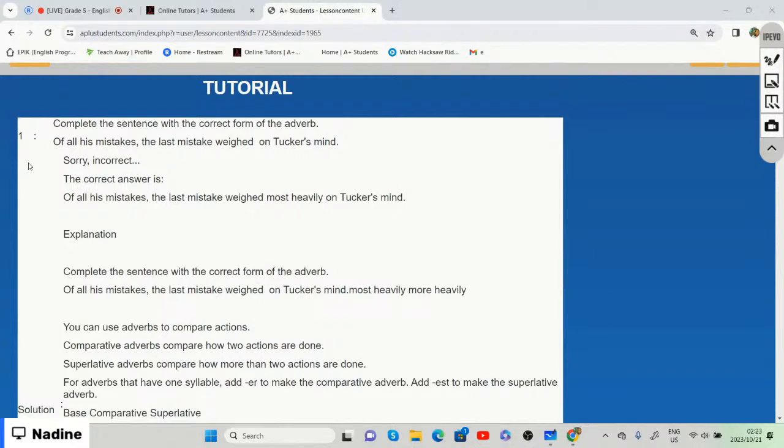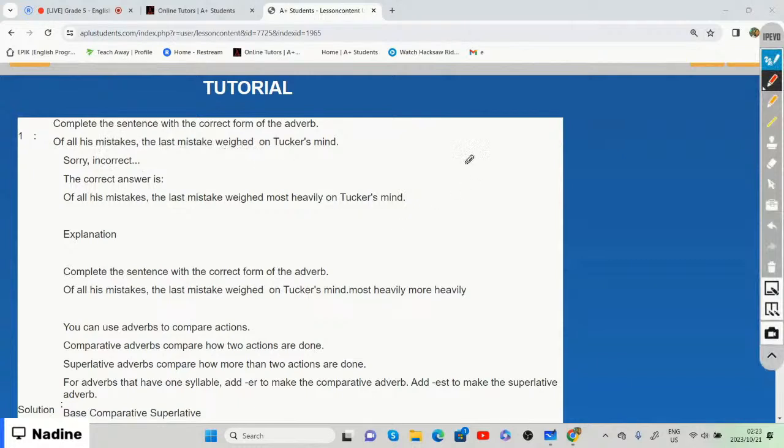So, of all his mistakes, the last mistake weighed... So basically, we must use, so the word is heavy, right? Because it's like saying, of all his mistakes, the last mistake weighed heavy on Tucker's mind. So heavy is actually the word that we should use. It weighs heavily, because it's an adverb. So heavily on Tucker's mind, right?